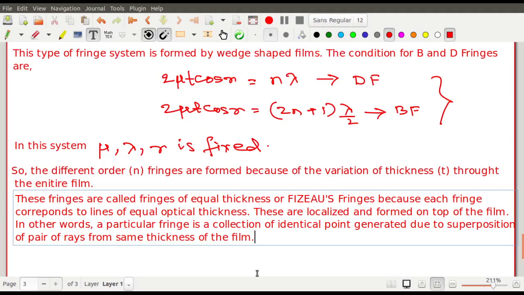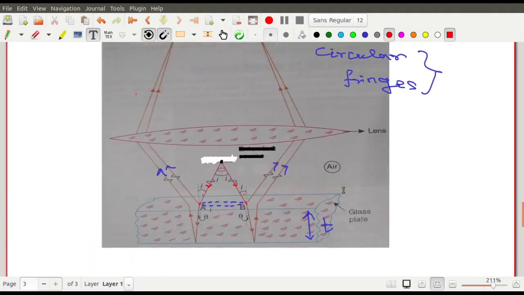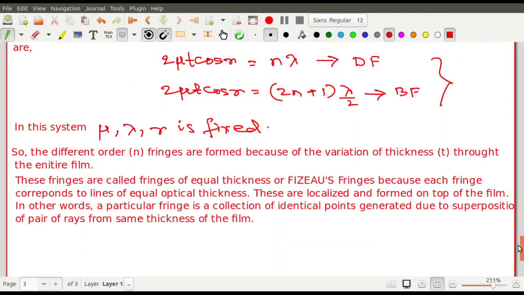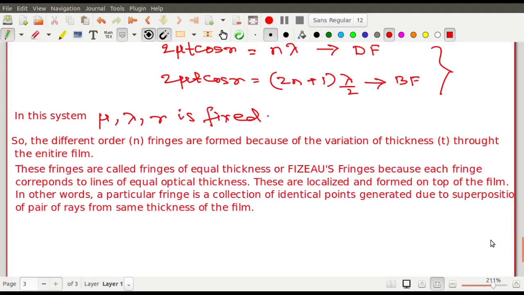A particular fringe is a collection of identical points, generated due to superposition of pair of rays from the same thickness of the film. Over here you see that the pair of rays, so these are the pair of rays, this and this is the pair of rays. So these pair of rays are generated from this incidence I. Again, this pair of rays is generated from same angle of incidence I. So actually I say that the pair of rays are generated from same inclination, and here I say that the pair of rays are generated from same thickness.